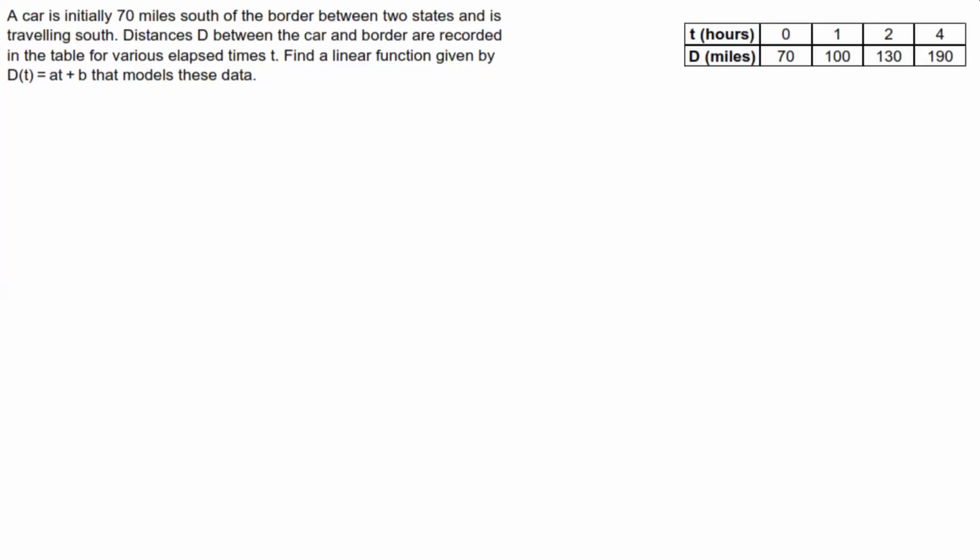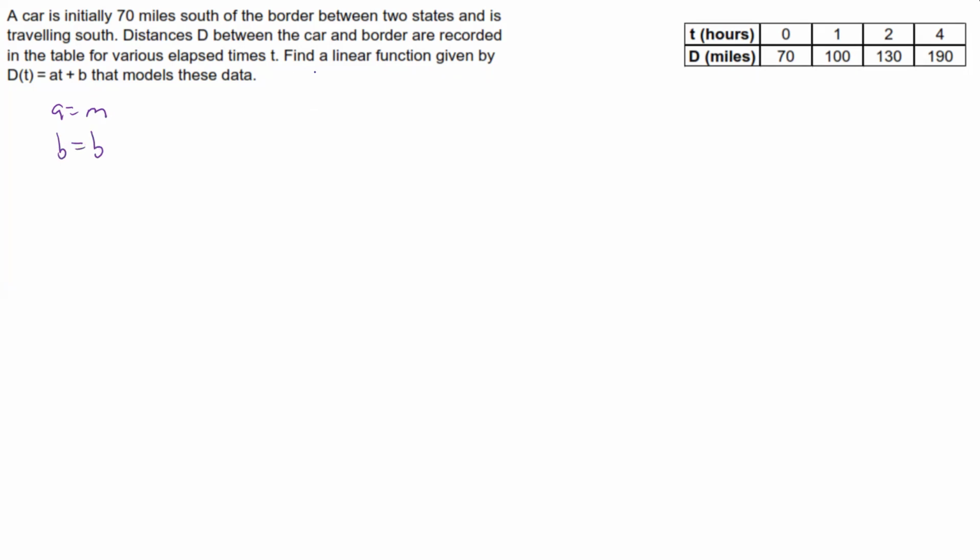All right, so here we have a car that is initially 70 miles south of the border between two states and is traveling south. Distances d between the car and the border are recorded in the table for various elapsed times t. Find a linear function given by d of t equals a of t plus b. Well, this a really is your slope, and again, b is just b.